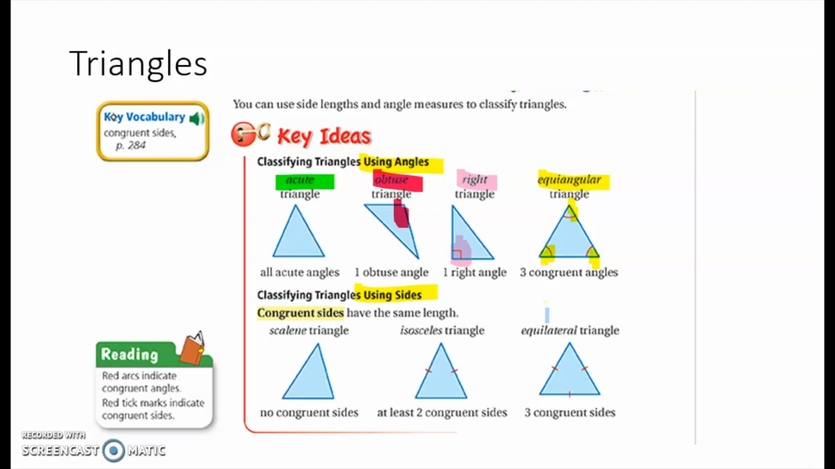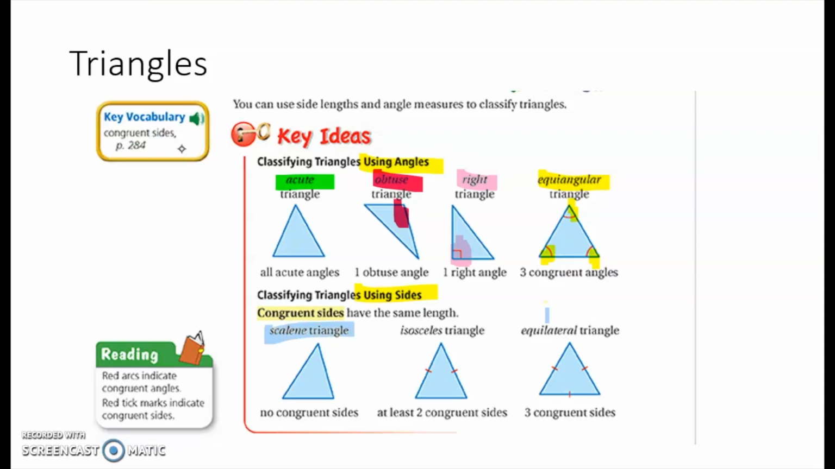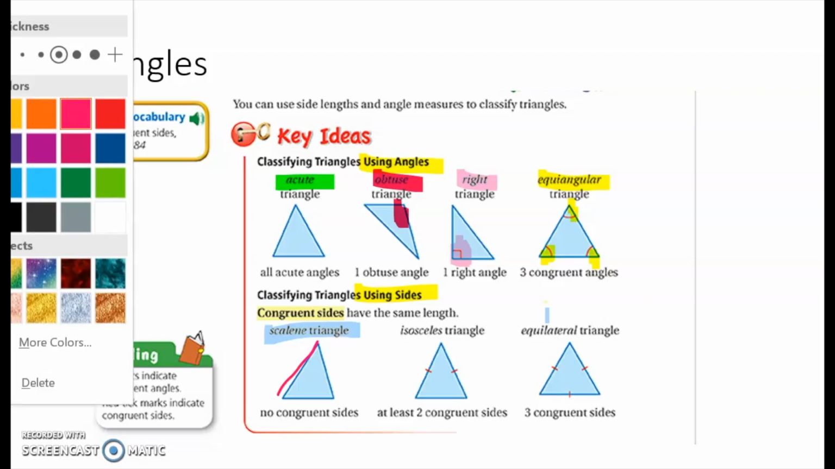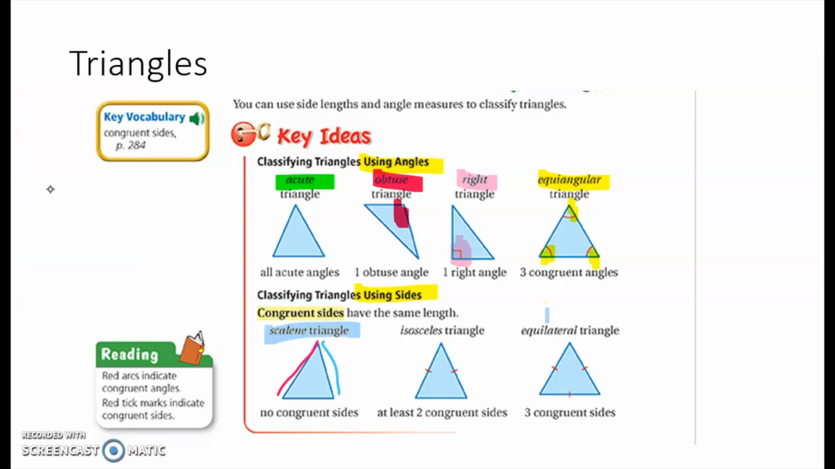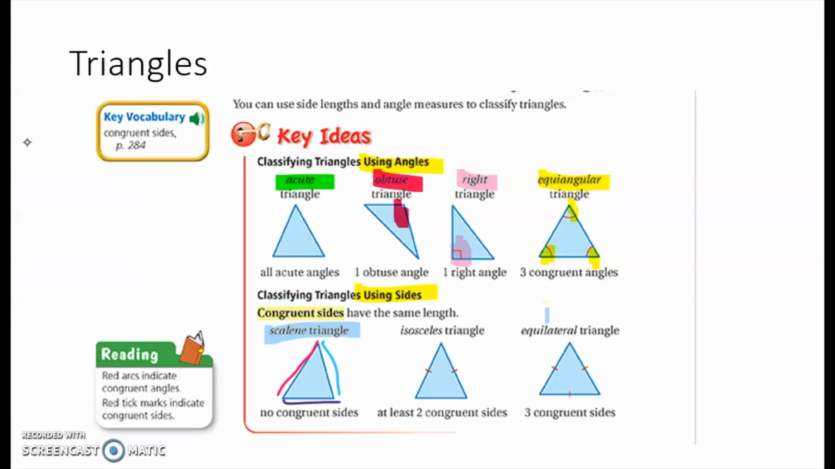So we first name it by its angles. Then we're going to look at the name of its sides. If it is scalene, that means all three sides are different lengths. So this side is a different length than this side over here, and that's a different length than this side down here. So all three sides are different.